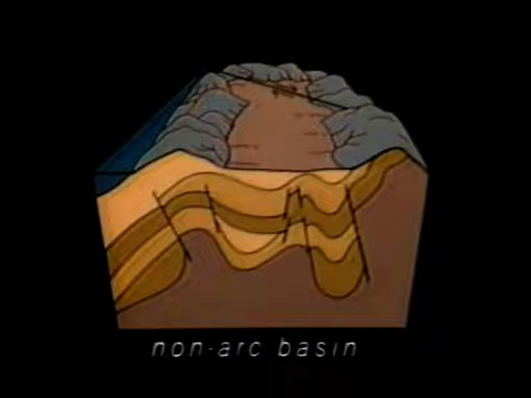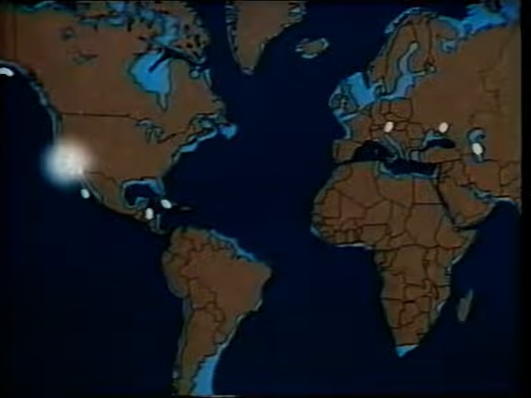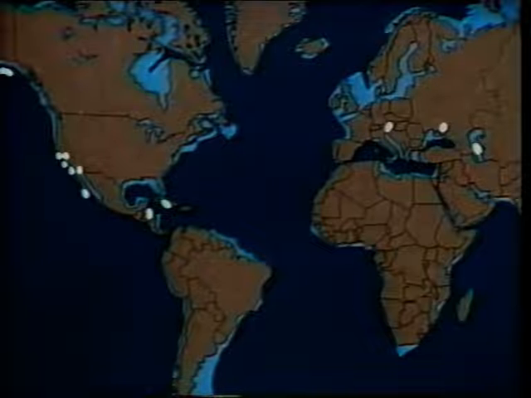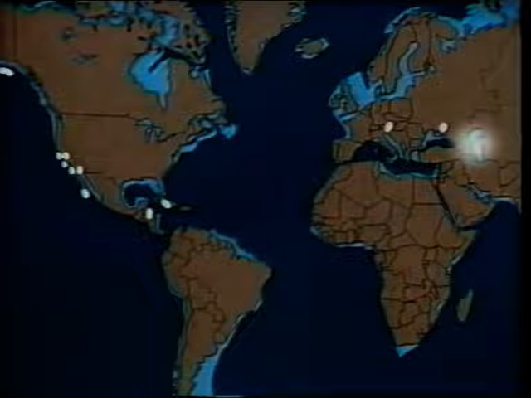Consequently, they're sometimes called strike-slip basins or California-type basins because they're common along the west coast of the United States. Non-arc basins are small basins that form through a combination of both the transcurrent movements and normal block faulting. In addition to the California basins, non-arc basins include the Vienna Basin and the Crimea and Baku basins of the Soviet Union.